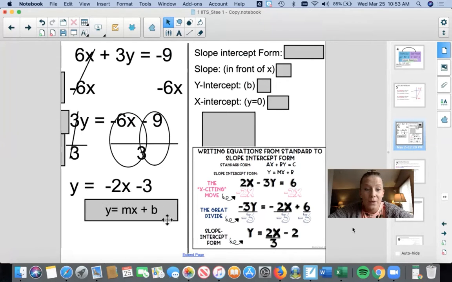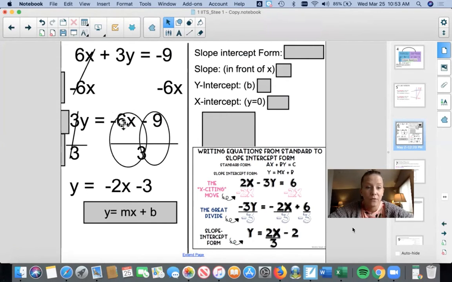My m, or my slope now, -6 divided by 3 is -2. And -9 divided by 3 is -3. By doing the exciting move and then the great divide, I have now gotten it into slope-intercept form. Okay, so if you follow my mouse, I'm in the far right corner here. That was my goal, to put it in slope-intercept form.